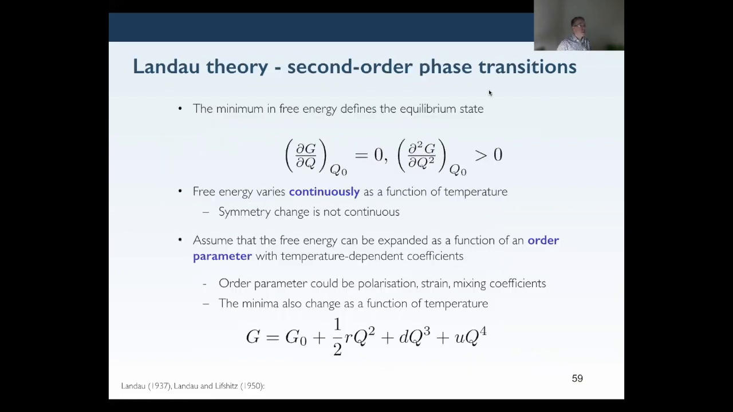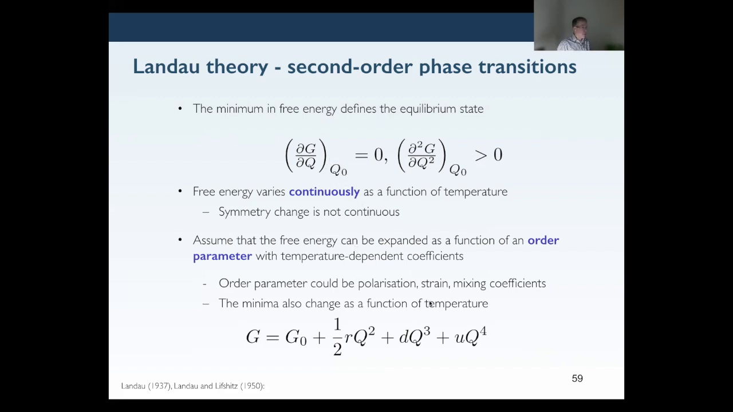Let's have a quick introduction to Landau theory for second-order phase transitions. For second-order phase transitions, we have some form of coordinate system Q. And if you take the derivative of the free energy with respect to Q, that should be equal to 0. And it should correspond to a minimum free energy, so the second derivative is greater than 0. The free energy will vary continuously as a function of temperature, but the symmetry change isn't continuous. Suddenly symmetry is broken. You can't break a little bit of a symmetry operation. Now we'll assume that the free energy can be expanded as a function of an order parameter. That's what Q corresponds to.